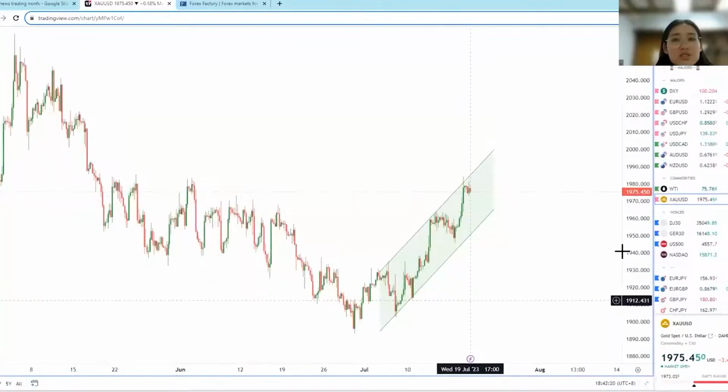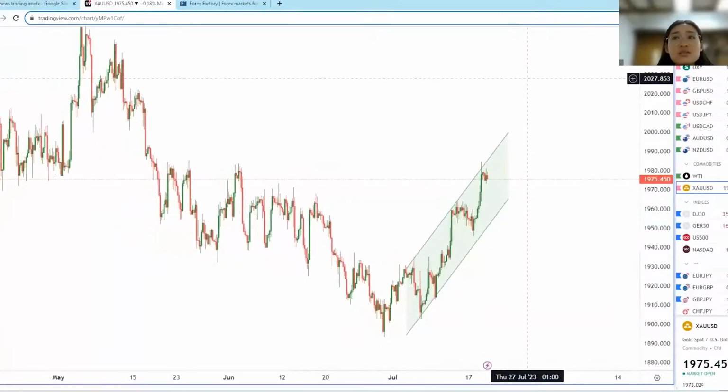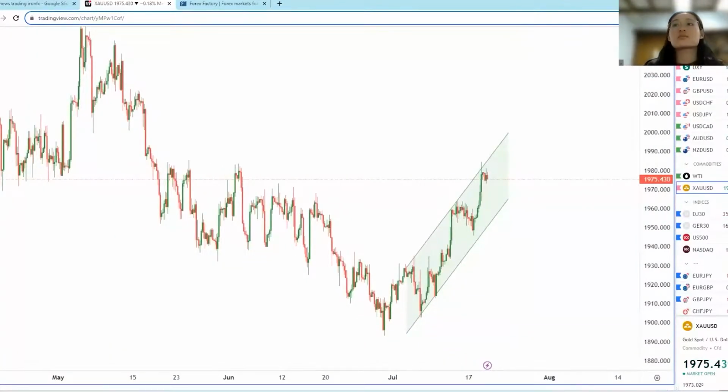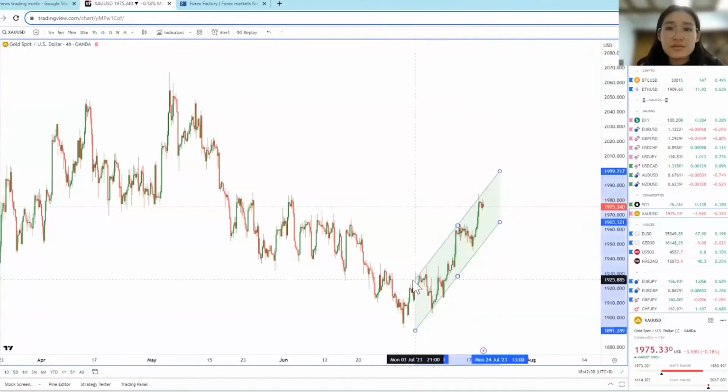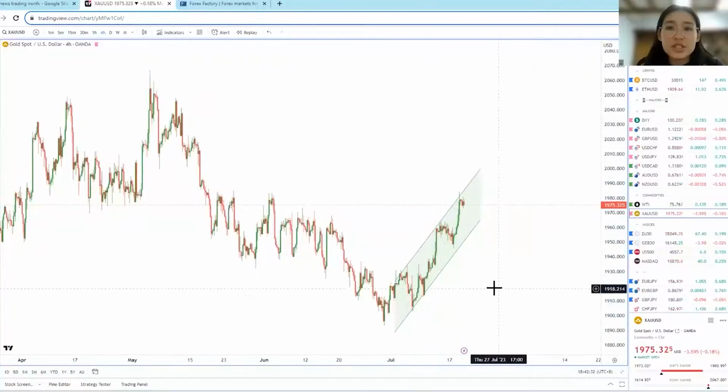Okay, we have a bit of a trend channel here. So for a valid trend channel, we want to remember that we need to have 2 touches on top and 2 touches below.